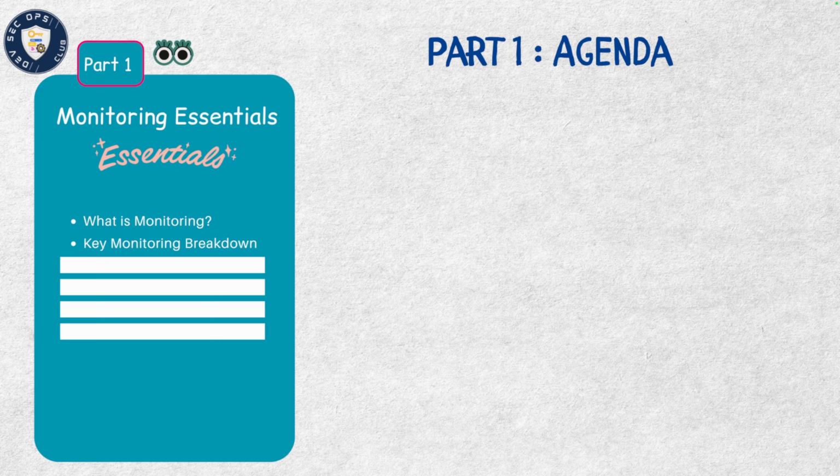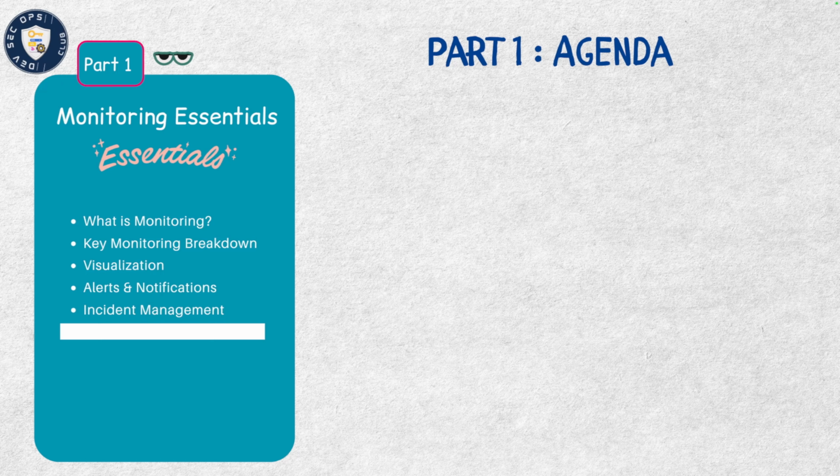Next, we will touch on visualization, turning raw data into clear, actionable insight. Of course, monitoring isn't just about watching, it's about reacting. That's where alerts and notifications come in. And when things do go wrong, incident management is the game plan. Finally, we will wrap up with observability, the next level of monitoring that gives us deeper insight into our system. Sounds good? Let's dive right in.